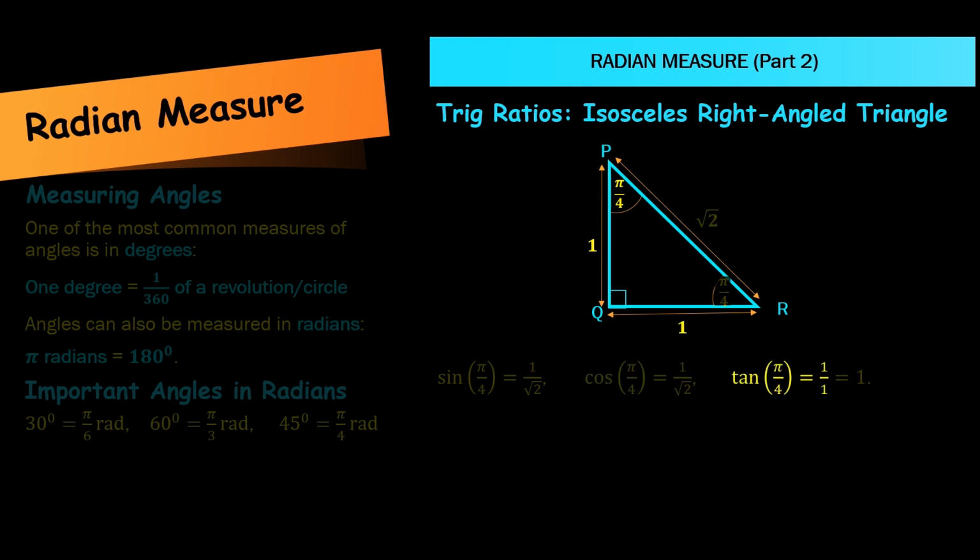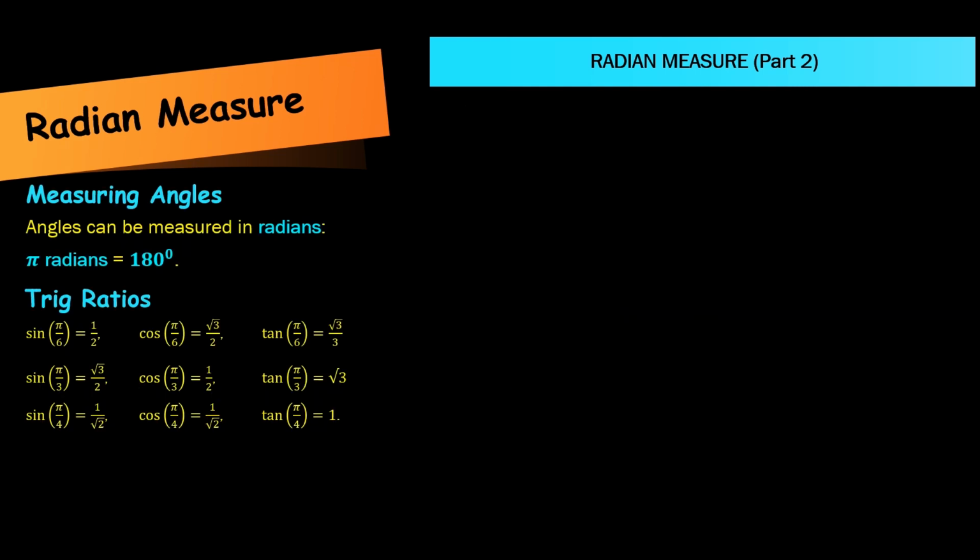And finally for tan, we're going to consider the formula tan P equals opposite over adjacent. So tan pi/4 equals opposite, which is 1, over adjacent, which is also 1. And of course 1 over 1 is equal to 1. Here's a summary of the trig ratios using radians.